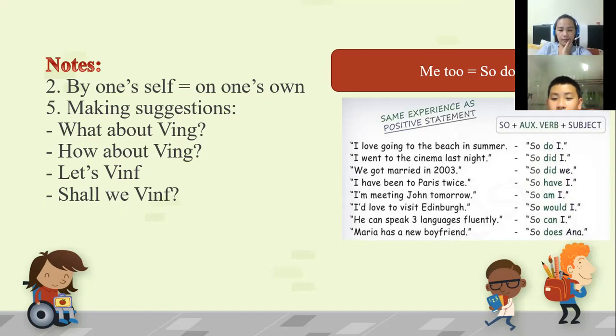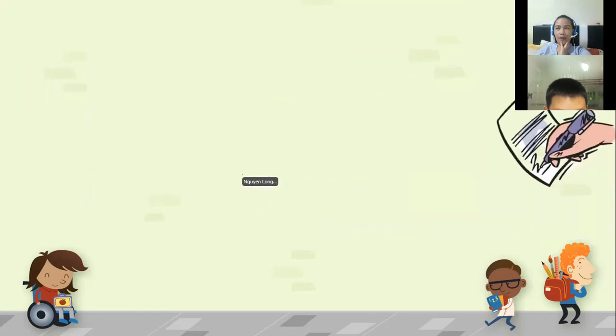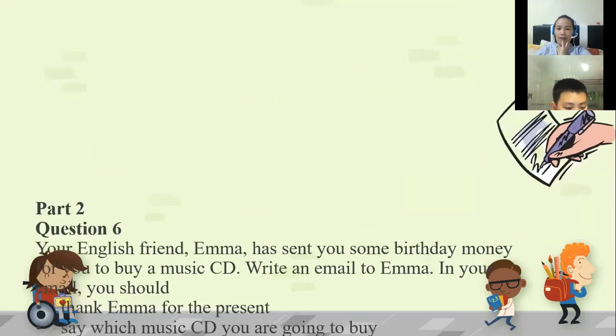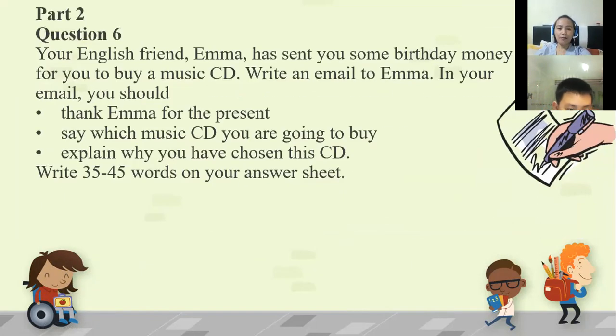I'd love to visit Edinburgh. So would I. He can speak three languages fluently. So can I. Maria has a new boyfriend. So does Anna. So it's the same as saying Anna also has a boyfriend. Okay. Instead of making another sentence, so does Anna. Okay. So let's have this.